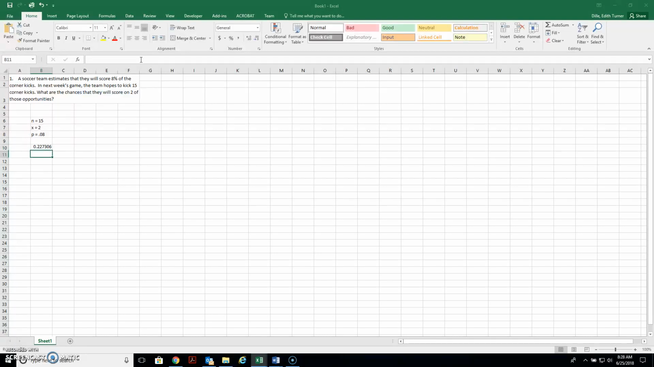And that gives us an answer of 0.227. So the chance they will score 2 out of the 15 kicks is 0.23, basically. Hope this helps.